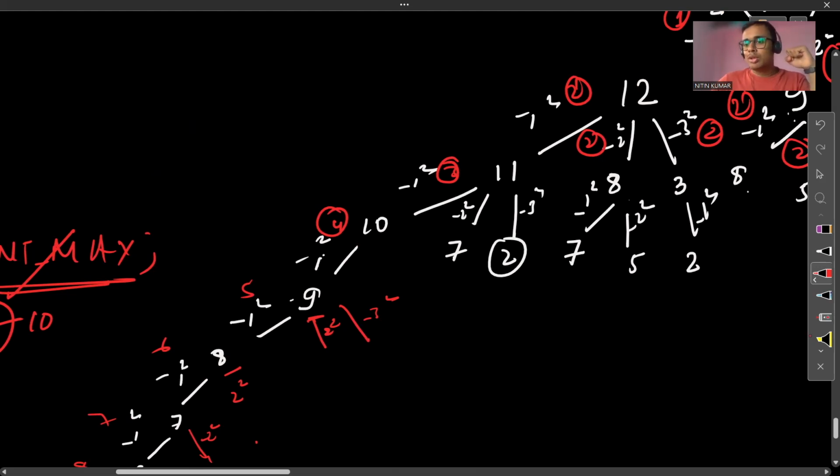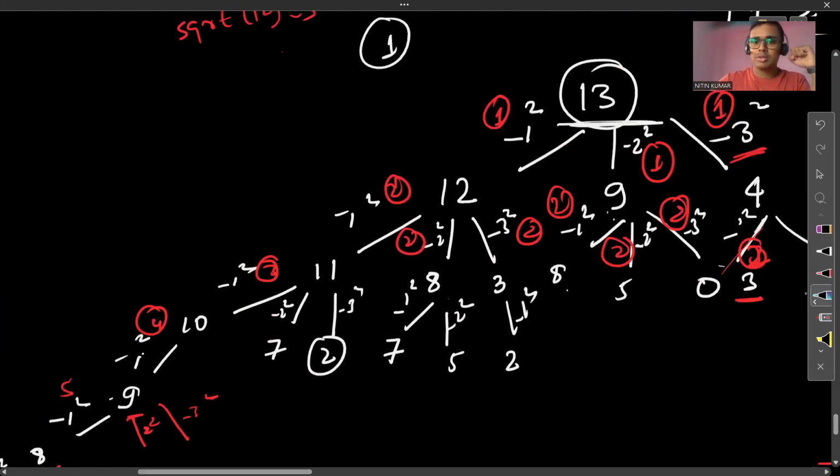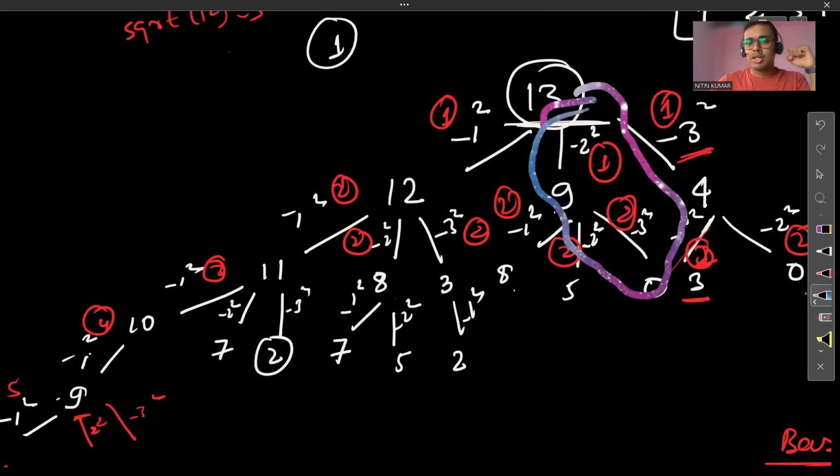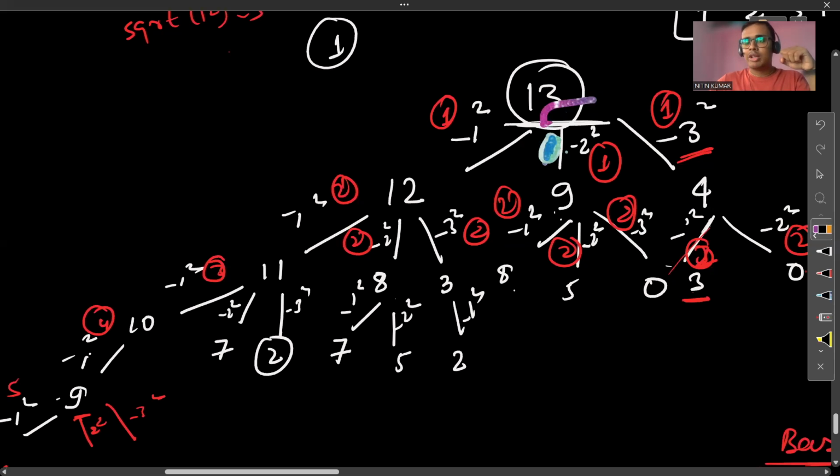But if you want to see the answer, you can see the answer is coming here only in this path, because here you can see in this path, in the first step we are subtracting this value, and in the second step we are again subtracting this value by 2 square. So we are subtracting this value again. So in this path we are getting our minimum possible value.